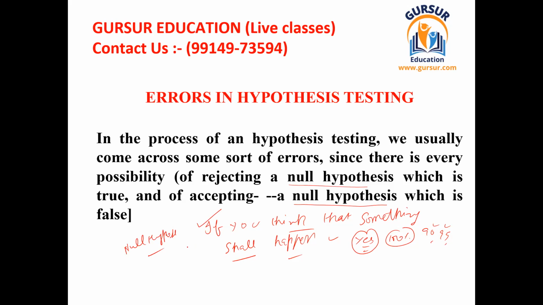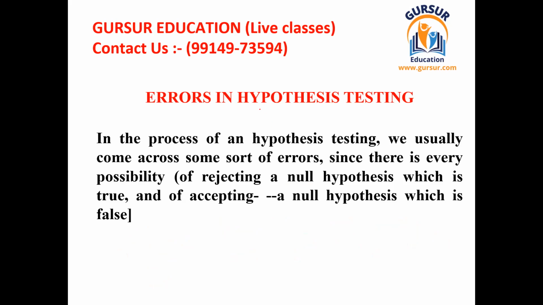Okay, so this is about the null hypothesis. And the alternate hypothesis, we never specify. It comes automatically into the picture. That means if the null hypothesis is rejected, then ultimately the alternate hypothesis is accepted.